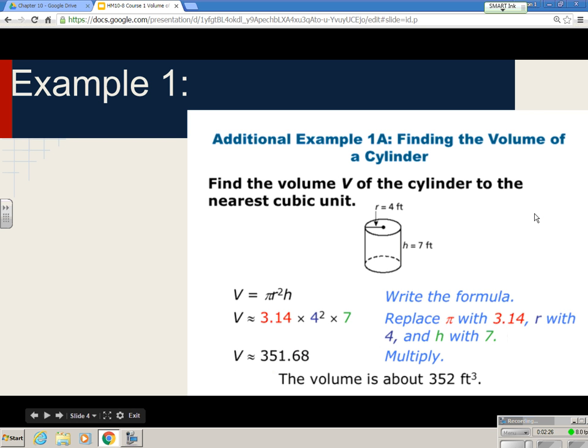All right, so our first example here, we can see we have a cylinder that has a height of 7 and a radius of 4. Pretty simple. All we got to do now is plug and chug. So the first step is always writing the formula, which we can see here is V equals pi times radius squared times height. Now we just plug and then chug.